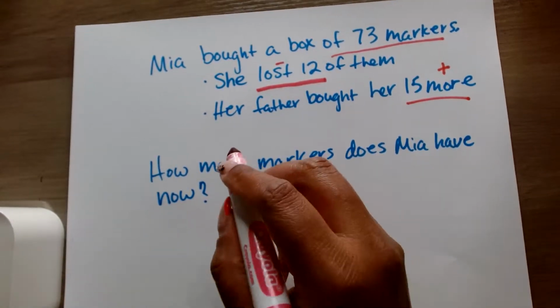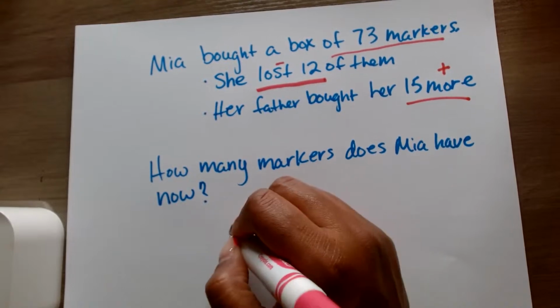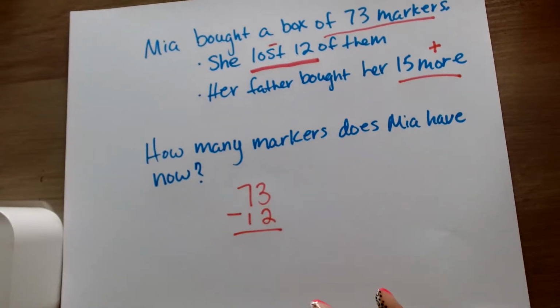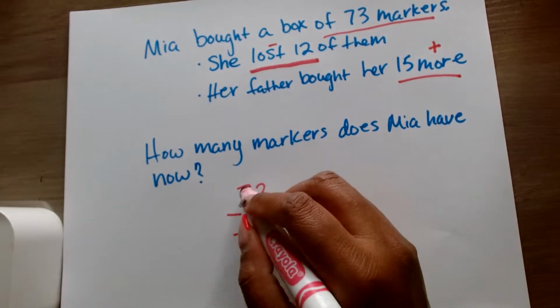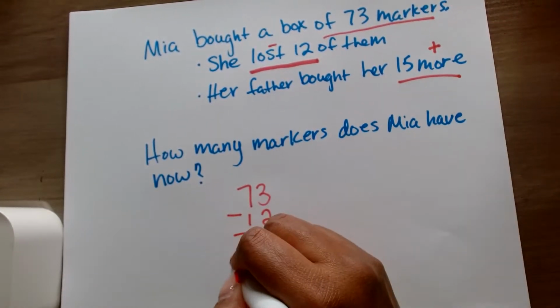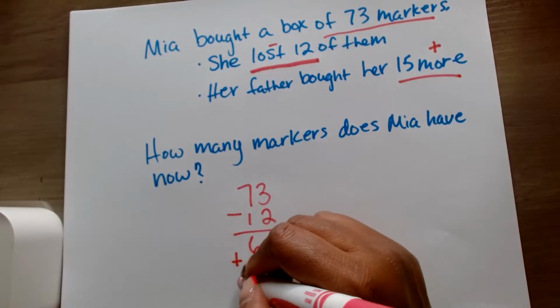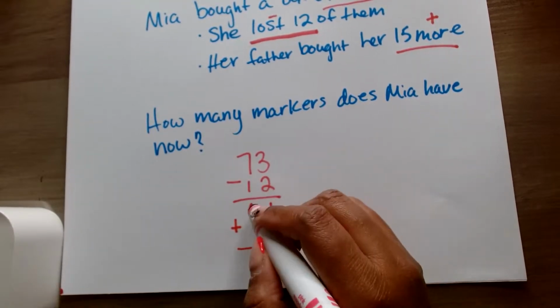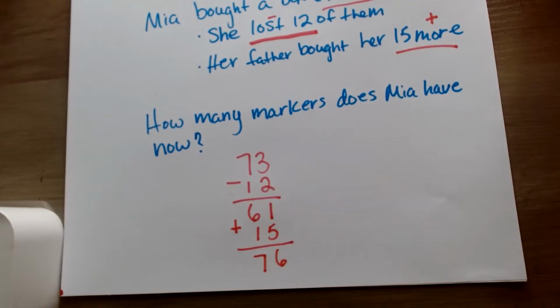So let's first do 73 minus 12. And so we know 3 minus 2 is 1. 7 minus 1 is 6. And then now we are going to add 15. 1 plus 5 is 6. 6 plus 1 is 7. So she now has 76 markers.